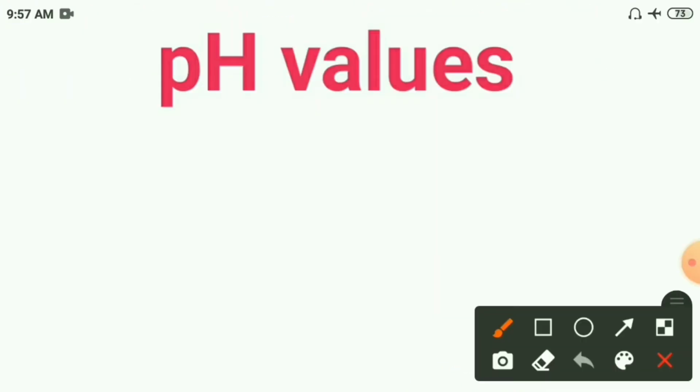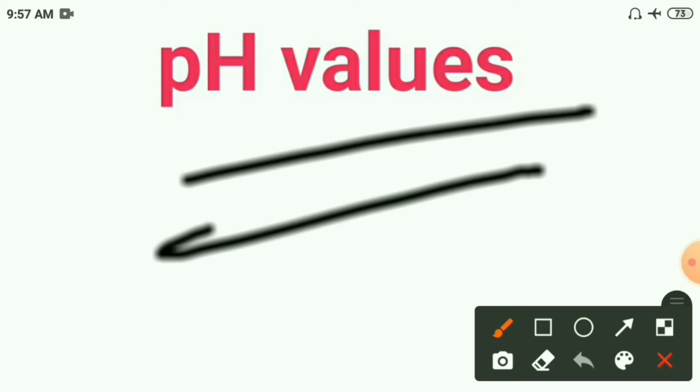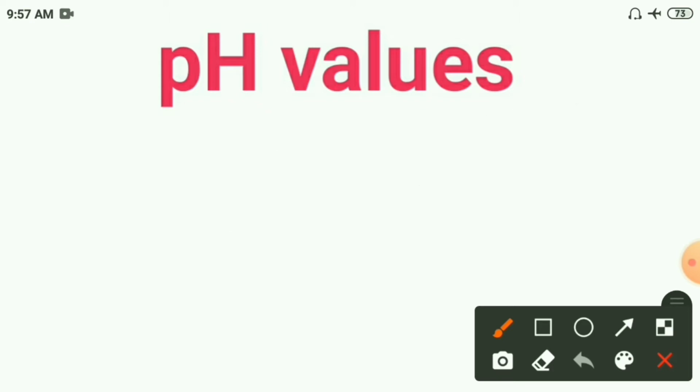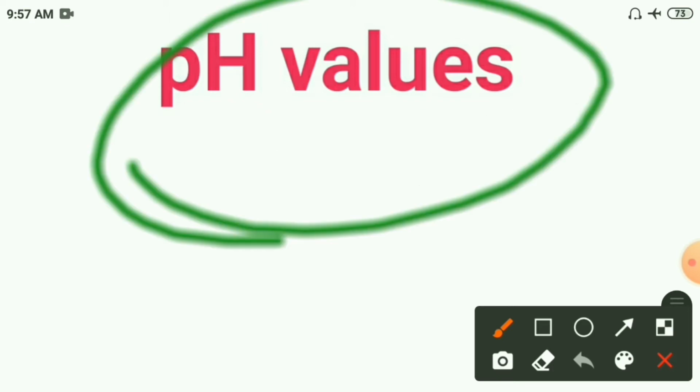Today we are discussing pH values. In chemistry, it is the most important topic. Without this topic, there is no exam paper. So you can understand it is a very important topic in chemistry.